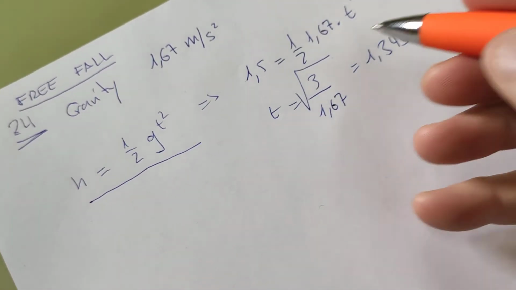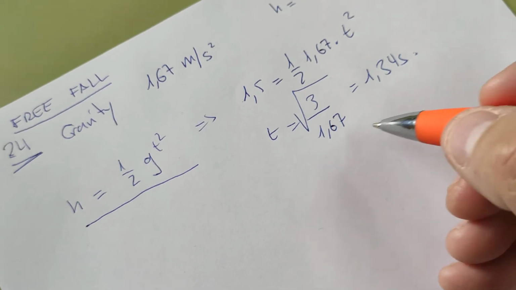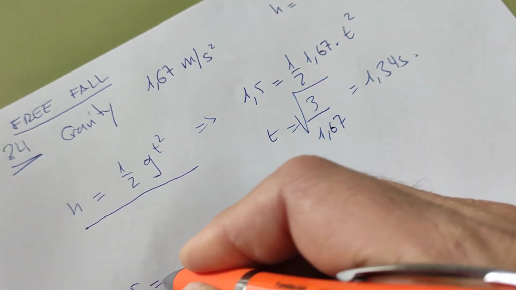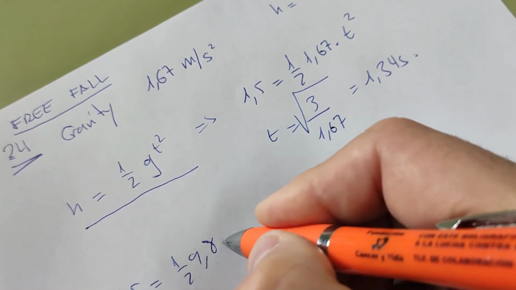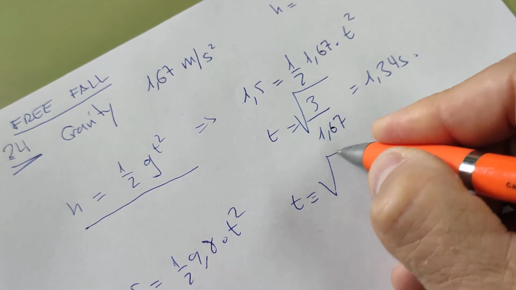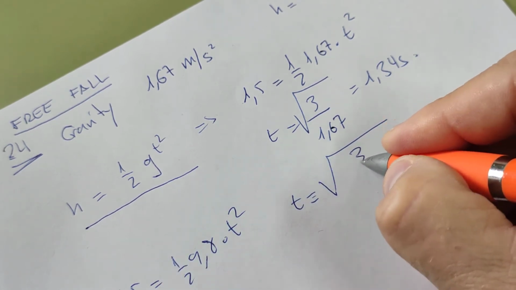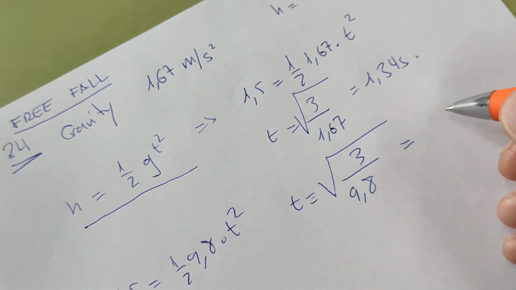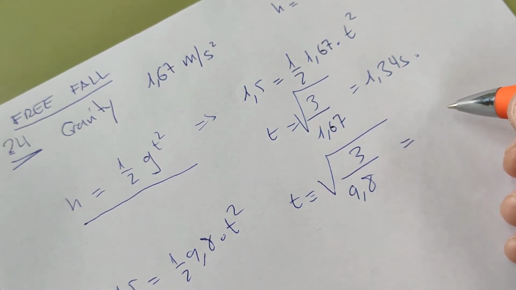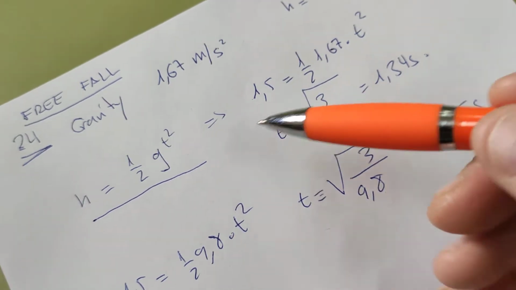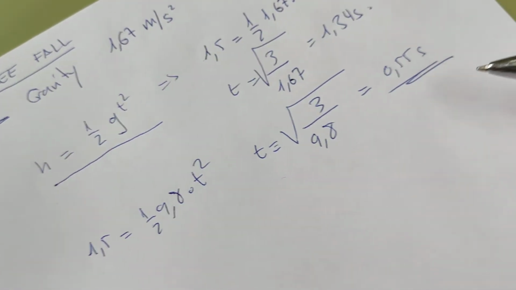The activity says too that you do the same on the Earth in order to compare. If we do the same on the Earth, it's just 1.5 = 1/2 times 9.8, because it's the gravity of the planet Earth. Then this time we isolate time, and it's almost the same. The only difference is the denominator, that is the gravity of the Earth. In the photocopies it appears that it's 0.55 seconds. Then in free fall, this is the formula of the free fall, and that's all.